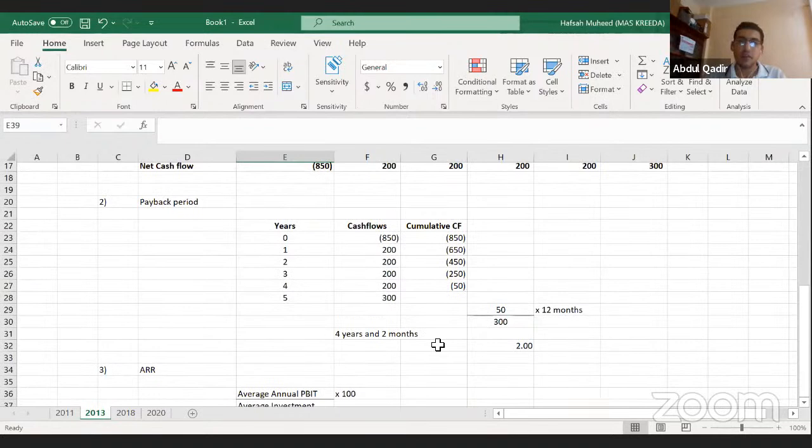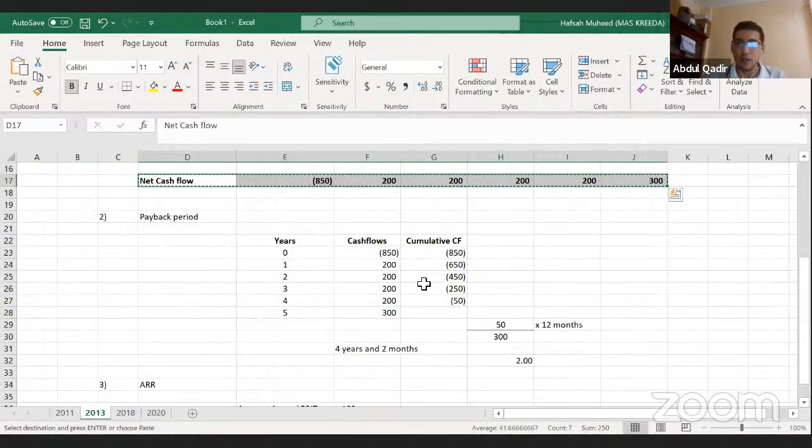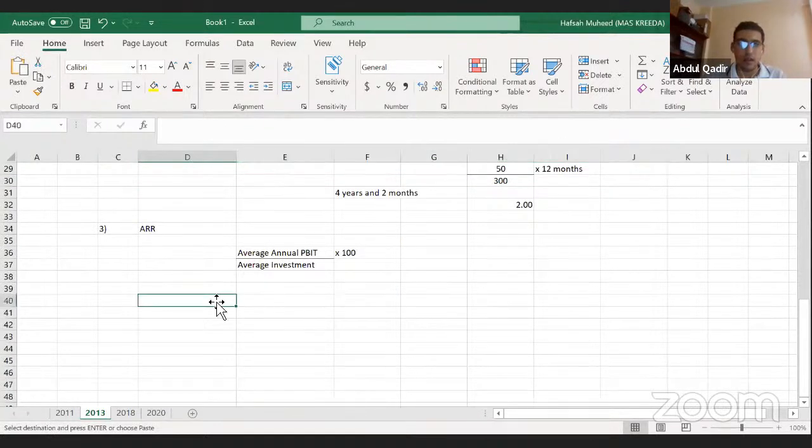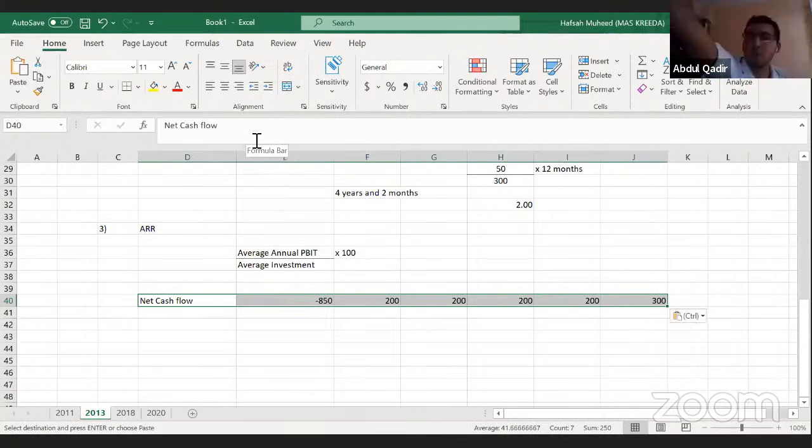So what I'm going to do is take these cash flows and paste them here, right? I'll tell you why, because now we are going to calculate profits. So how do we do that? Oh, the light is not an issue for you guys, right?